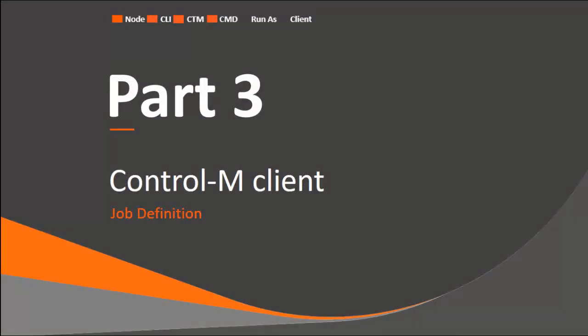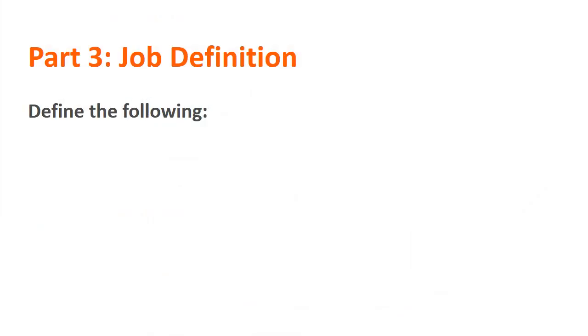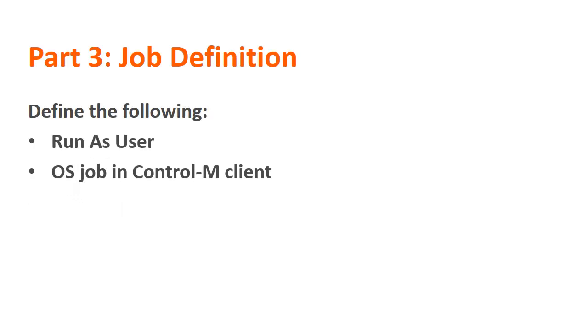Part 3, Control-M Client. The final step is to define report jobs in Control-M Client. We need to do the following: ensure that the run as user is authorized to execute the job, then define an OS job in Control-M Client.